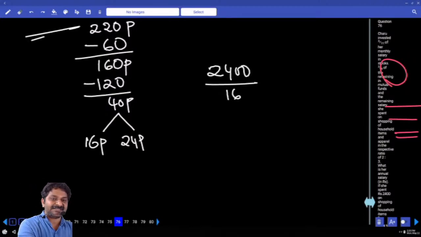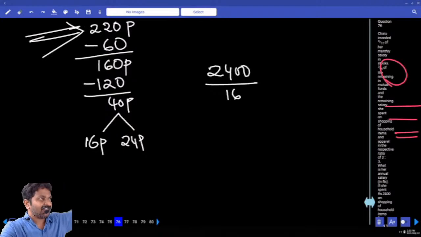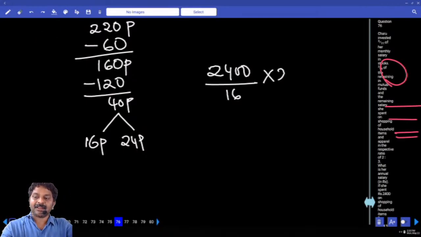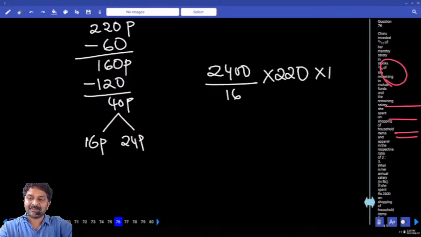What was monthly salary? What was 220 parts? Monthly salary, right? So what was monthly salary in terms of parts? That means monthly salary is equal to 1 part into 220. Yearly salary is equal to monthly into 12. This is what you need to calculate.